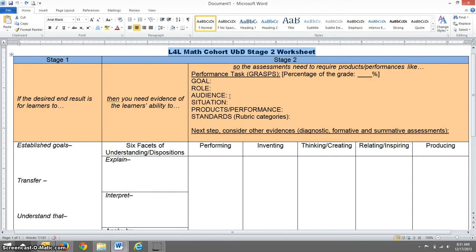Hello there. This is a screencast to help you out in creating your performance task for stage 2 of the curriculum maps. So after opening the template, go ahead and change the title. In this case, I'm going to use Financial Algebra. This was the example I've been using. Module 1. And I'm going to do stage 2 worksheet.